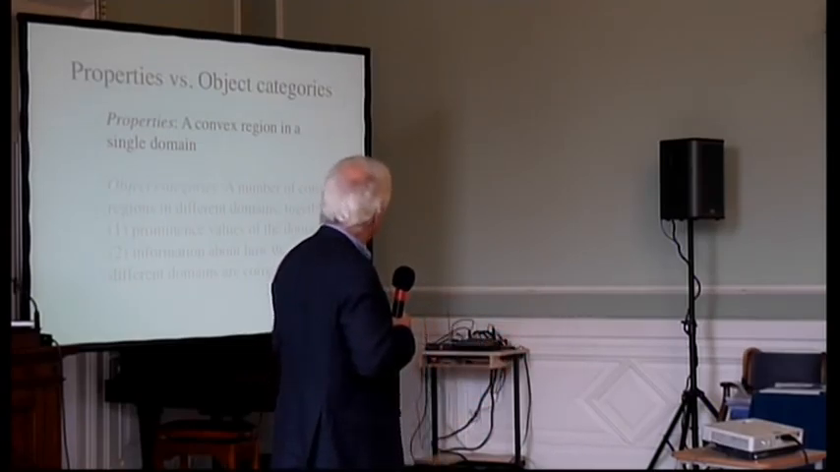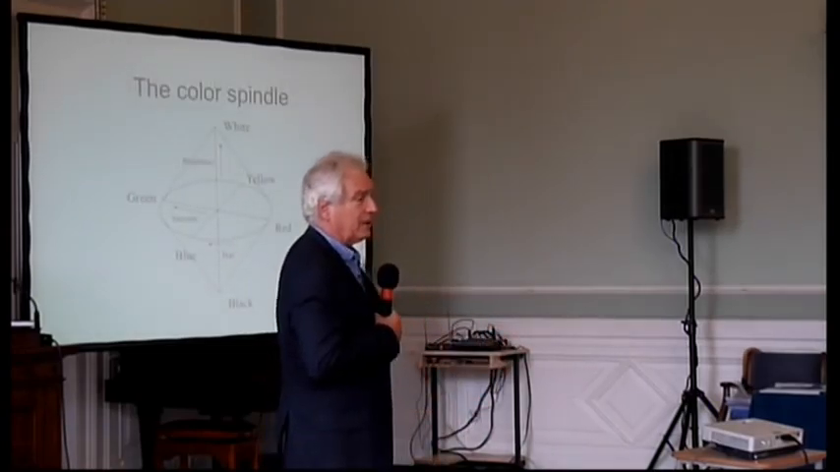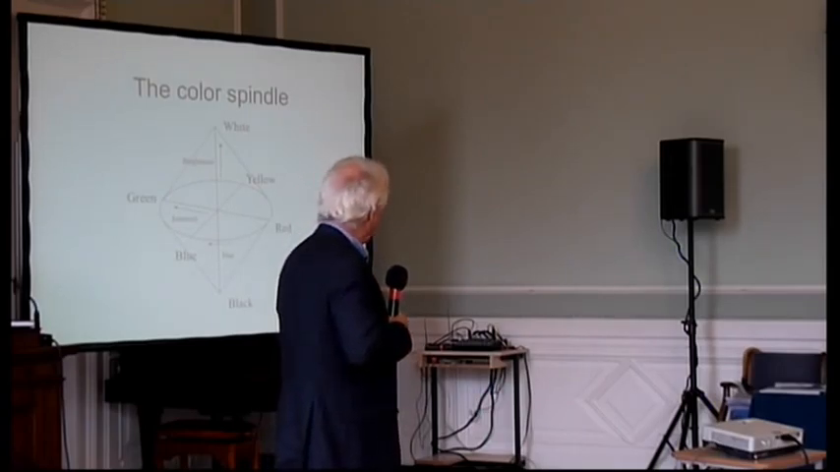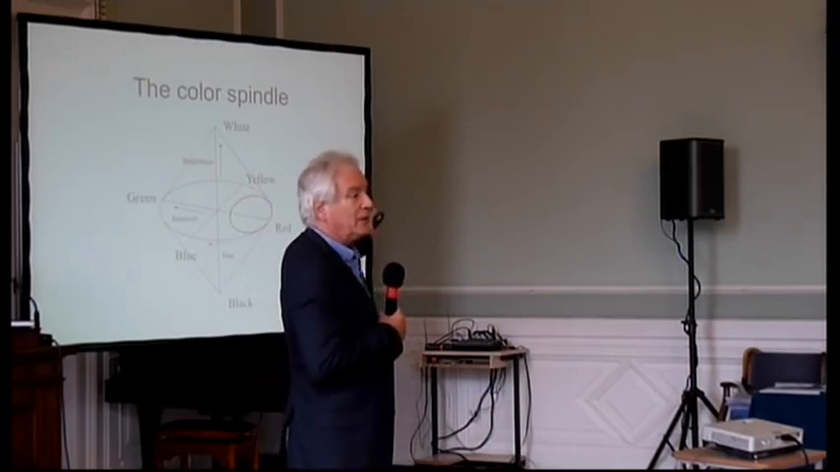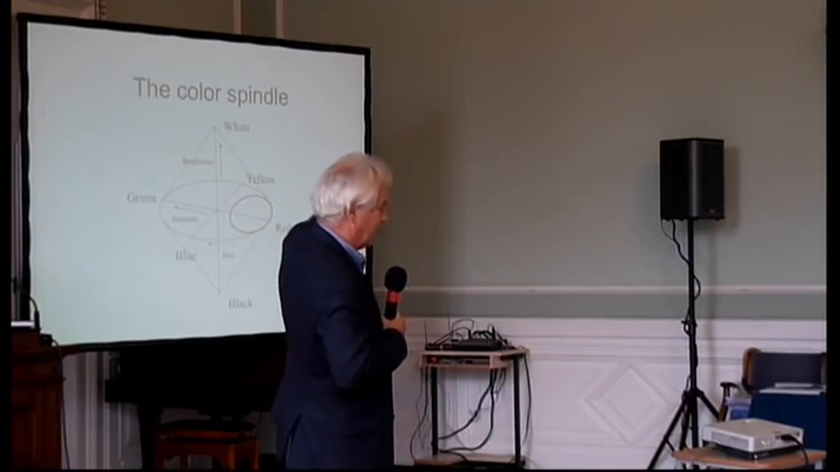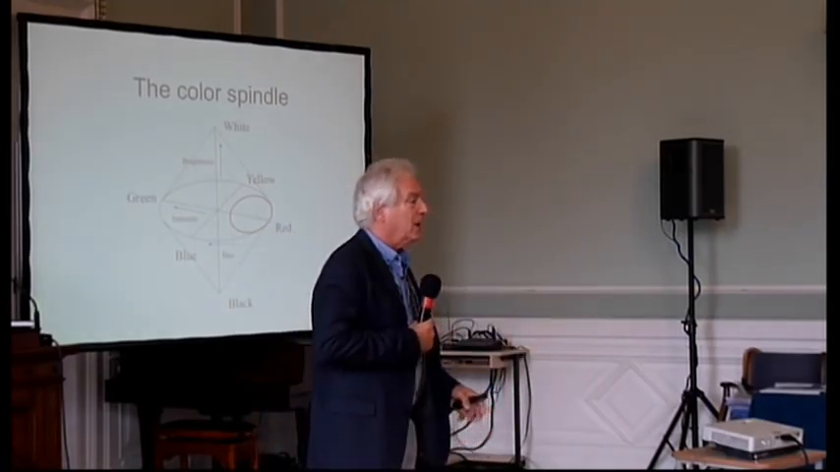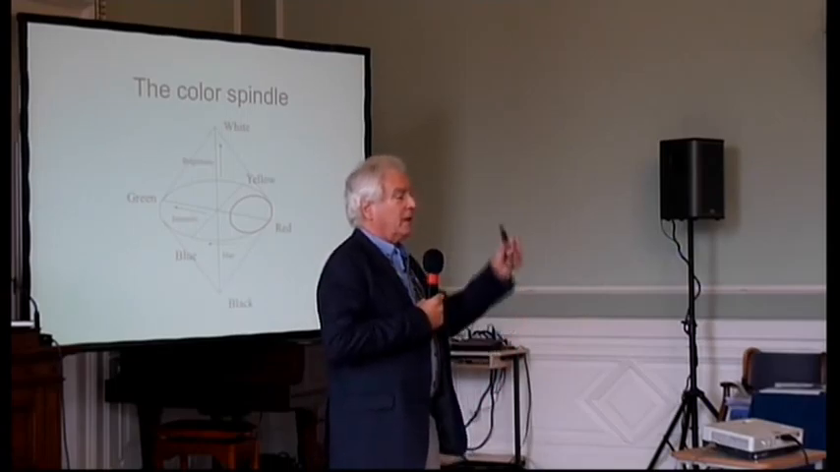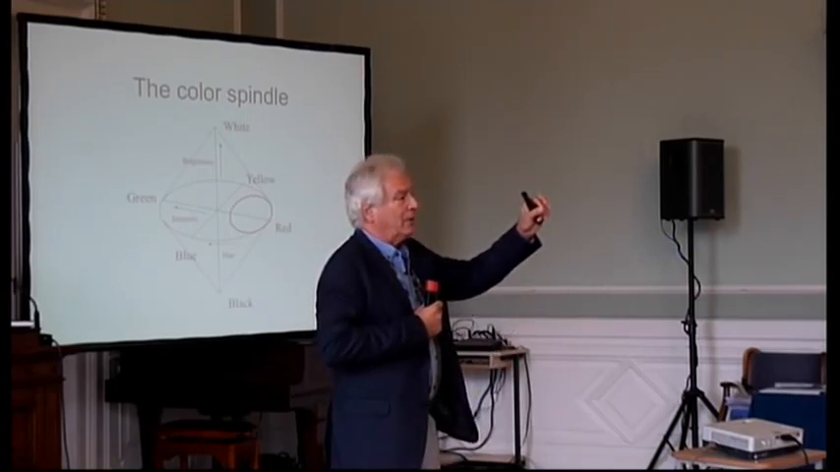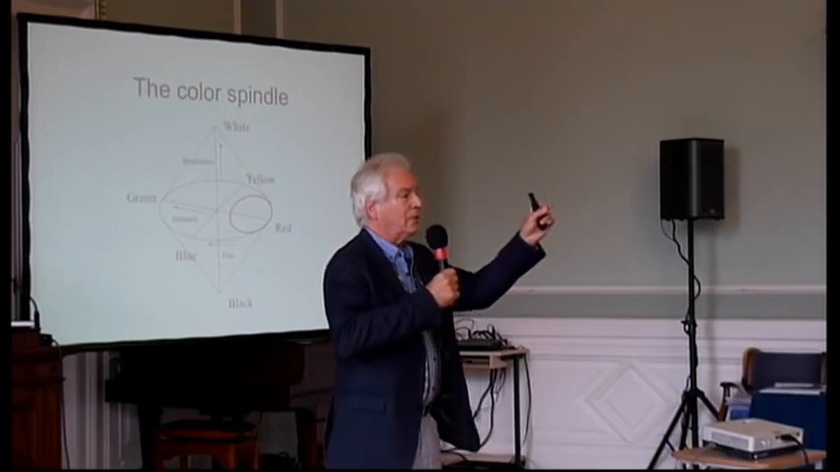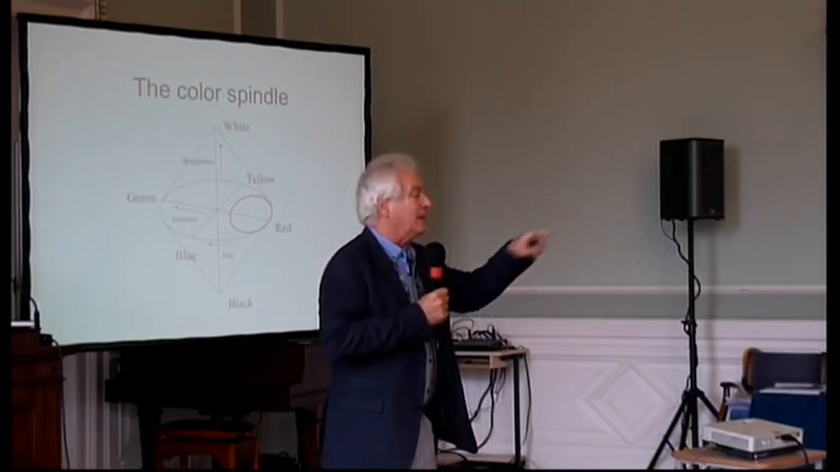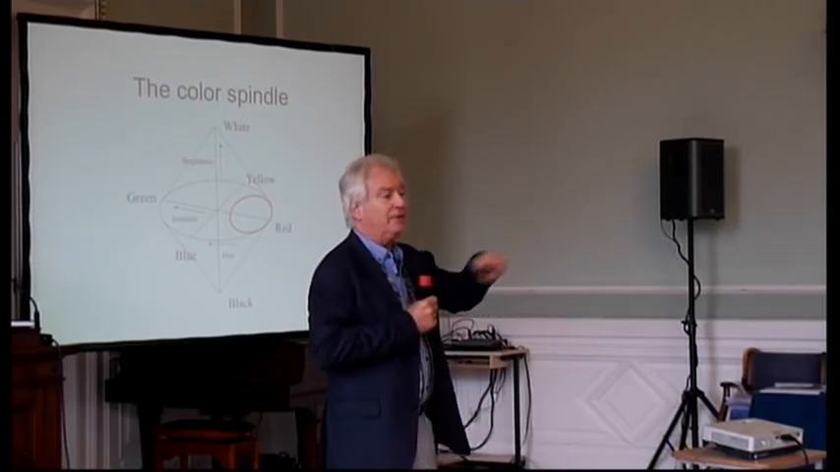So let's give an example of a property. Let's get back to the color space. The property of being red is a region of the color space. I haven't done a very sophisticated drawing here. It should be a three-dimensional region and so on. And the idea of convexity is that if anything in the region is called red and anything else in the region is called red, then anything in between is also called red. That's the meaning of convexity.